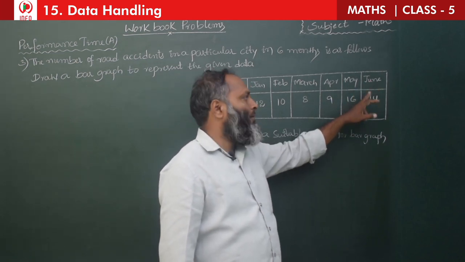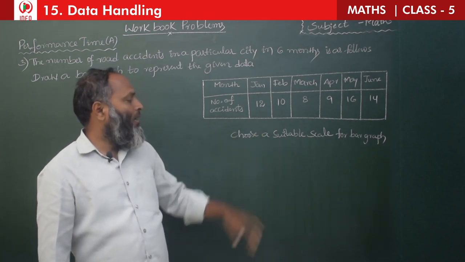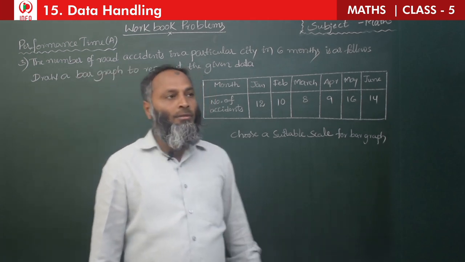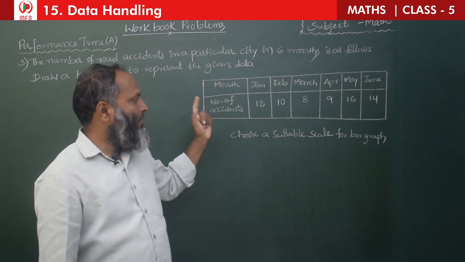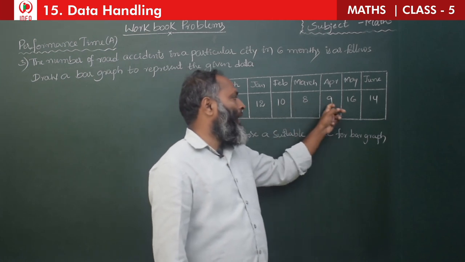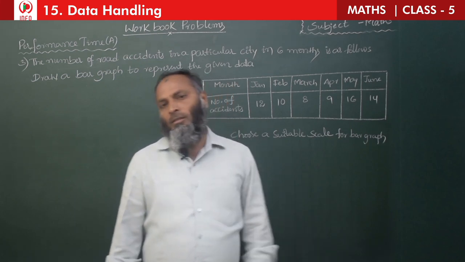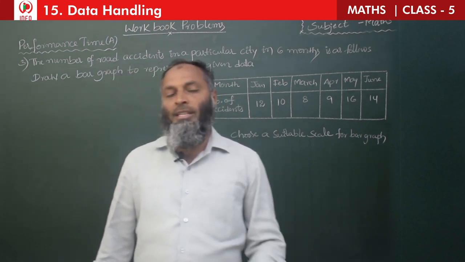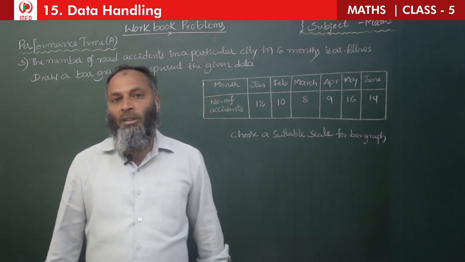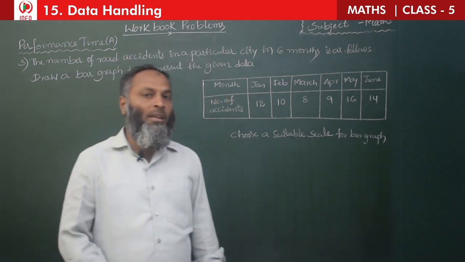And in the month of June, 14 accidents. What he is asking is to choose a suitable scale for a bar graph. So, first how to take the scale? First we should check the information, the number of accidents: 12, 10, 8, 9, 16 and 14. Here the maximum number is 16, so we should take 2 as a scale. For every centimeter on the y axis, we should take 2 accidents.